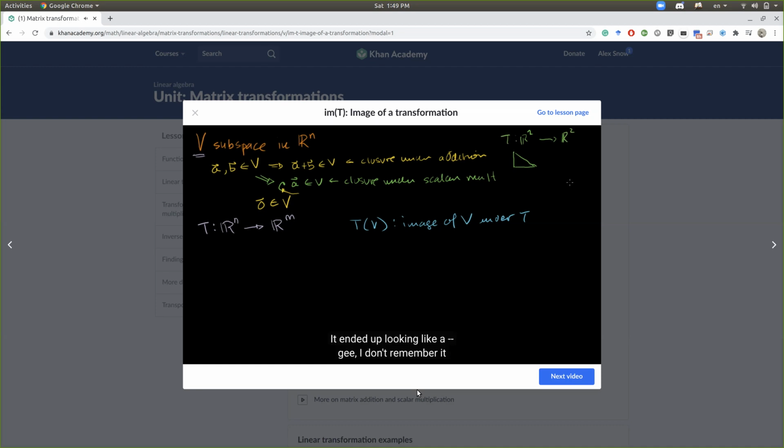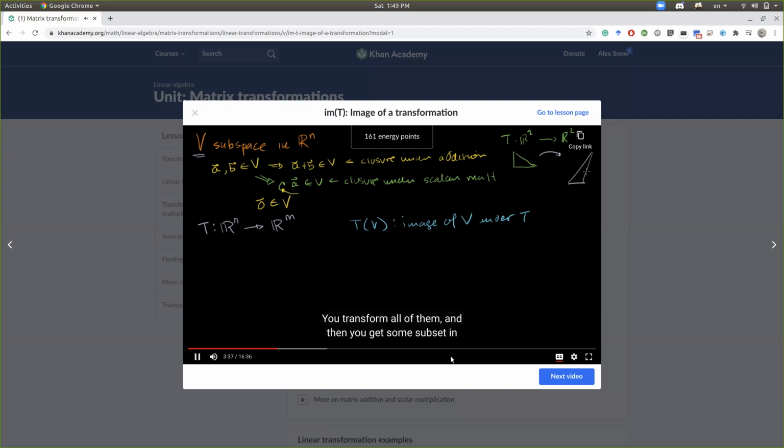I don't remember it fully, but it was like a triangle that was skewed like this, rotated. It was rotated a bit clockwise like that, and it was skewed. But the exact particulars of that last video aren't what matter. What matters is that you are able to visualize what an image under transformation means. It means you take some subset of R2, all of the vectors that define this triangle right here, that's some subset of R2. You transform all of them, and then you get some subset in your codomain.